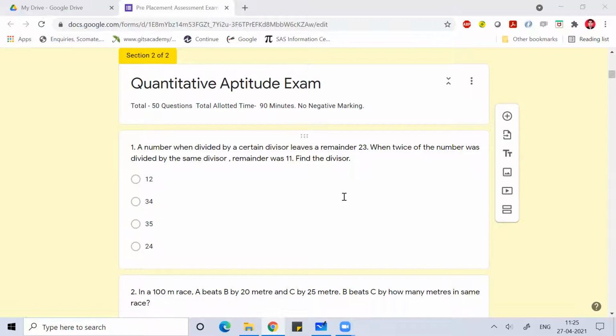If you see question number 1, a number when divided by a certain divisor gives a remainder 23. When twice the number is divided by the same divisor, the remainder was 11. Find the divisor. So, very easy problem.